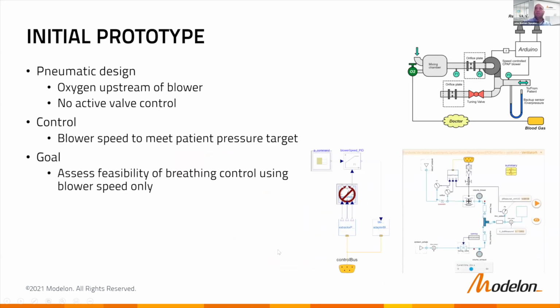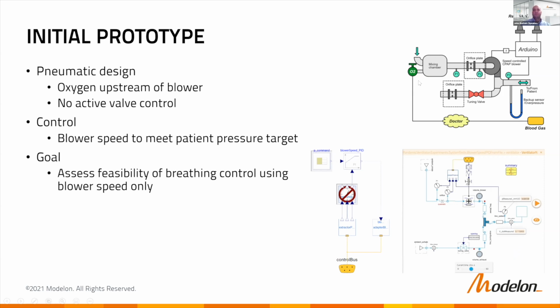So now we'll talk a little bit about some of the models that we built and go through some of the stages of the development. The first model is what was called initial prototype. This was actually the prototype that was being built when Modelon engaged with the RespiraWorks team. You can see the schematic of the system, and also the model as it looks in the modeling tool.